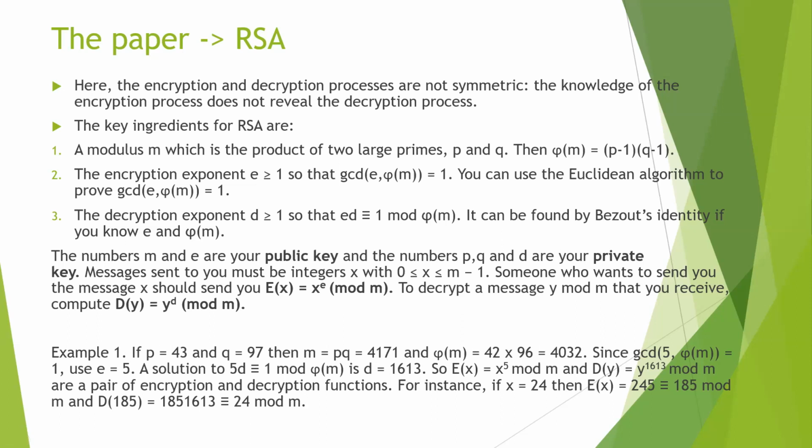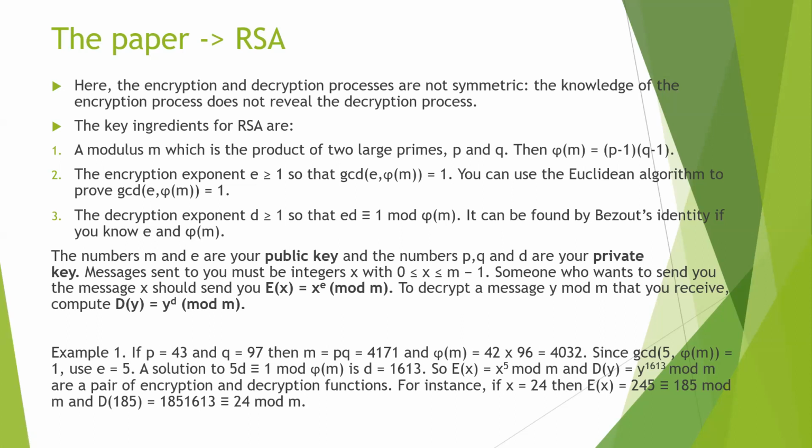As suggested, the public key numbers can be kept public. Everyone can know about them. You can reveal it to the whole world. But p, q, and d have to be kept private. The messages sent to you must be integers with 0 less than or equal to x less than or equal to m minus 1. For longer messages, we can see what to do.